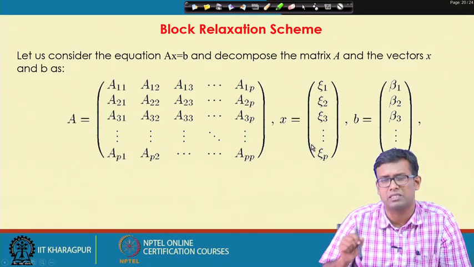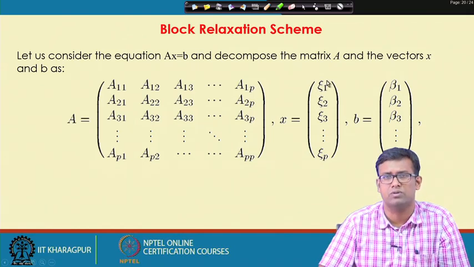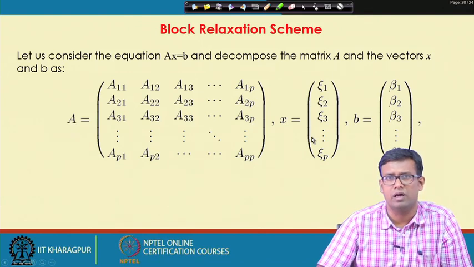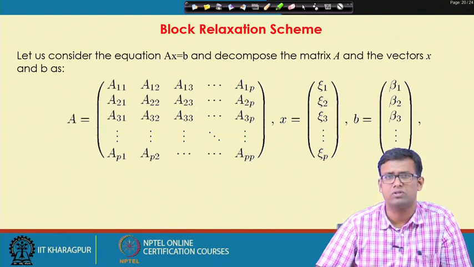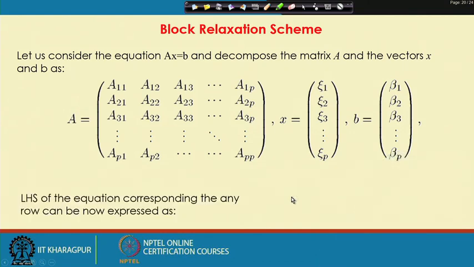x maybe has 10,000 elements, and there are 10 blocks, each has 1000 elements. So, all these xi's will be added up to give us x, and similarly b is also decomposed into some small blocks. The LHS of the equation corresponding to any row can now be expressed as a summation. The multiplication of A and x for one particular row will give Ax of that particular row. Ax is nothing but Aii xi.